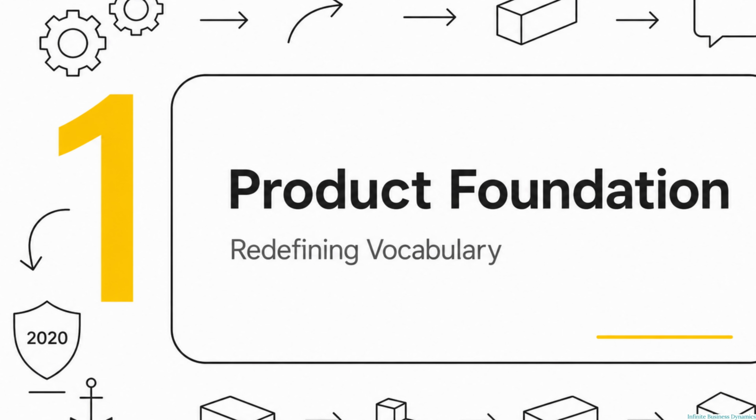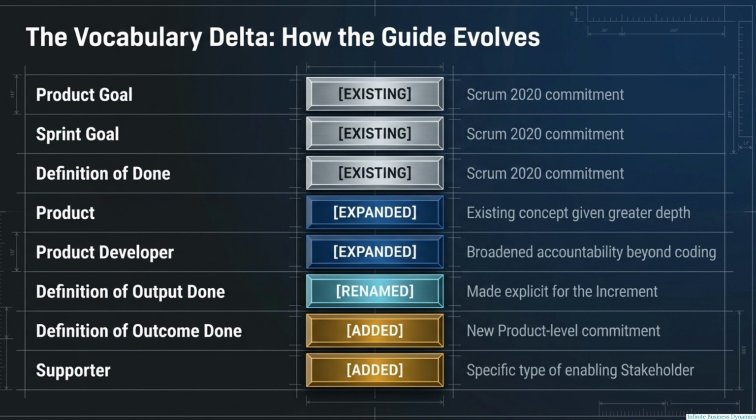Let's start unpacking this with Section 1, the product foundation. Now, this isn't just a list of new buzzwords to memorize. It is a very deliberate evolution. Notice the precise terminology changes here. We've got specific additions, like the definition of outcome done and this new concept of a supporter. Then we have renamed terms, which make things like output done explicitly tied to the increment. And finally, we have expanded concepts, giving a ton more depth to terms like product and product developer. Understanding this shift in vocabulary is absolutely crucial. It's the very first step in shifting a team's entire mindset.